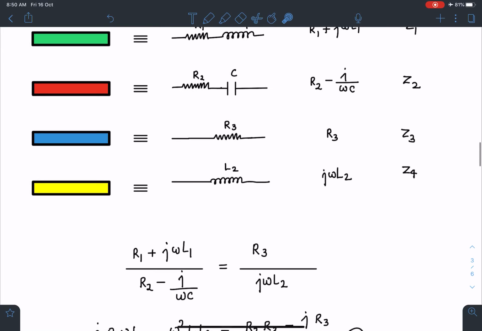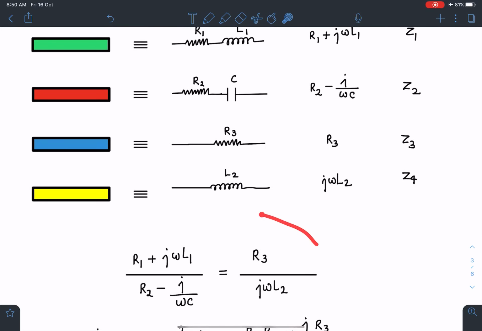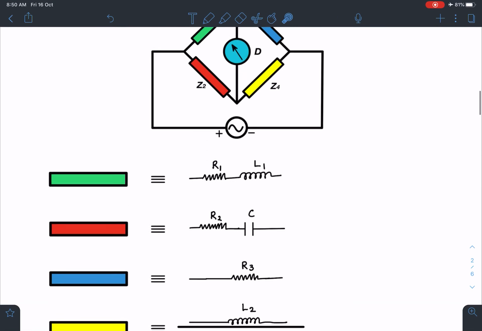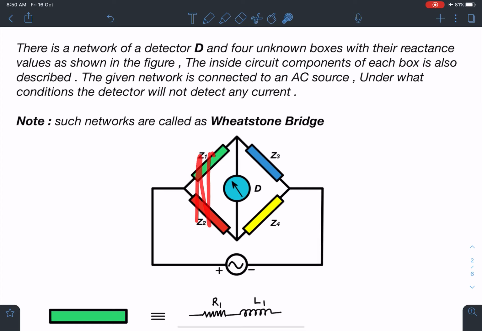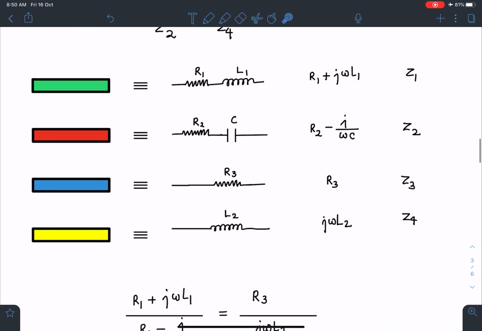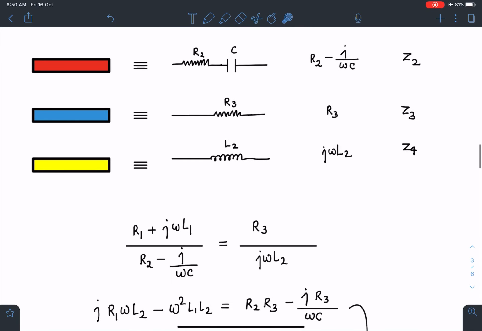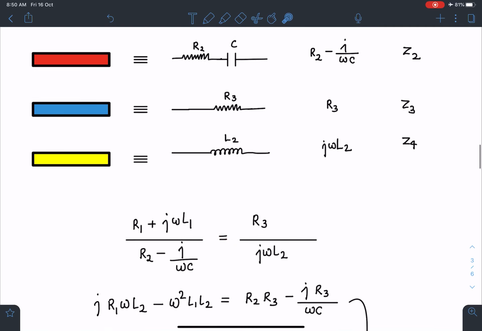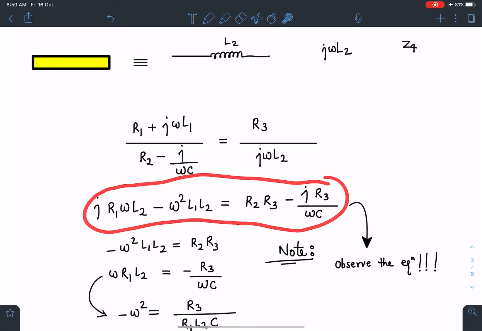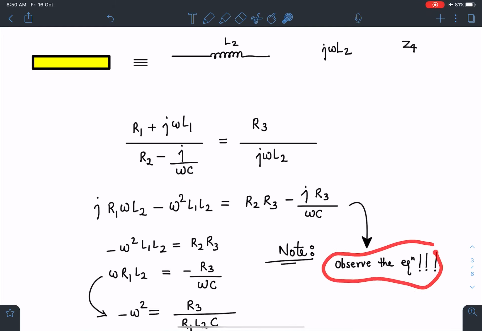So when I'm going to substitute this into the condition of balanced Wheatstone bridge, Z1 by Z2 is equal to Z3 by Z4, if I apply that, I'm going to get, just see here, Z1 by Z2 is equal to Z3 by Z4. This is the condition for balanced Wheatstone bridge. So when you do that, and now if you simplify, take this in this direction, and here you multiply like this and equate, you are going to get this equation. And I have written here, observe this equation.